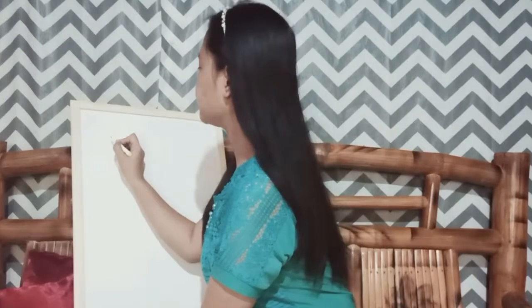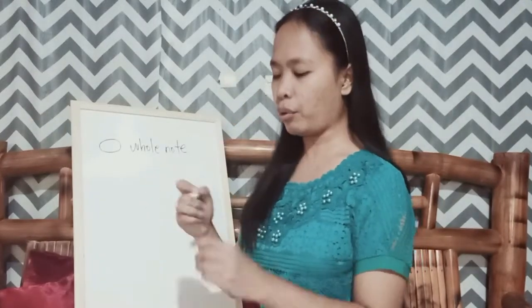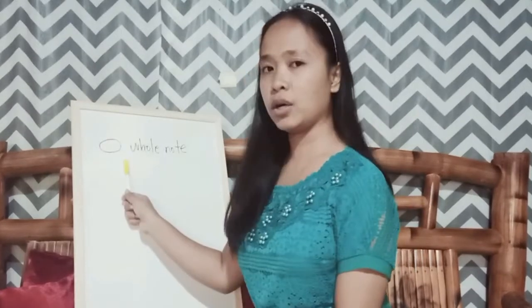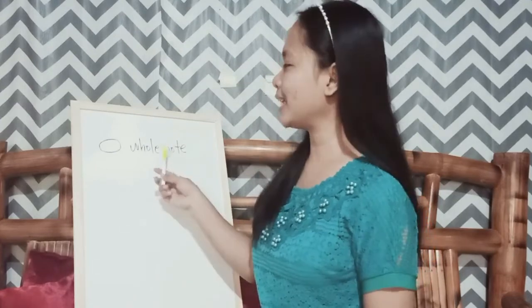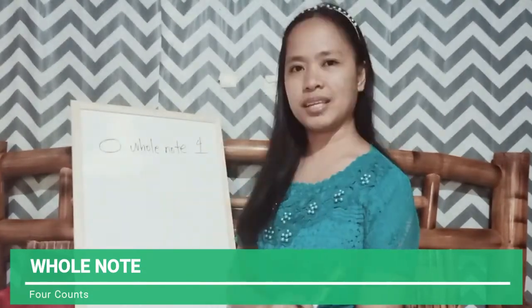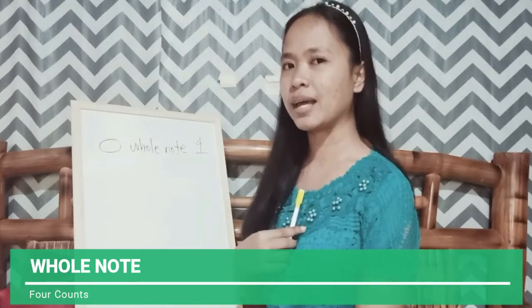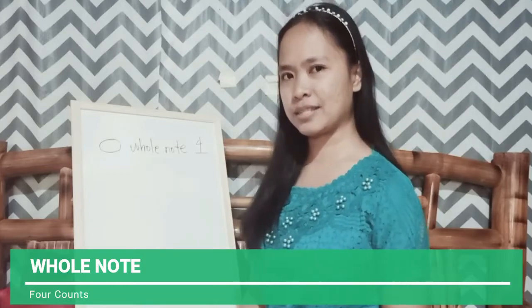So here, this is our whole note. Okay, our whole note, as you can look here, it looks like an egg. So para po siyang itlog. So tinatawag po siya nating whole note. And it has 4 counts. Okay? And the note is whole note, and I'm going to sing. I have to prolong my singing for 4 counts.